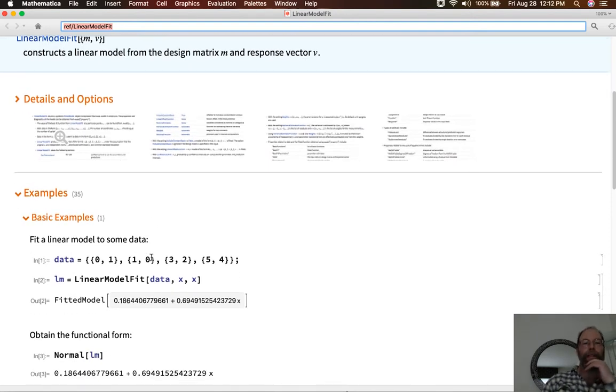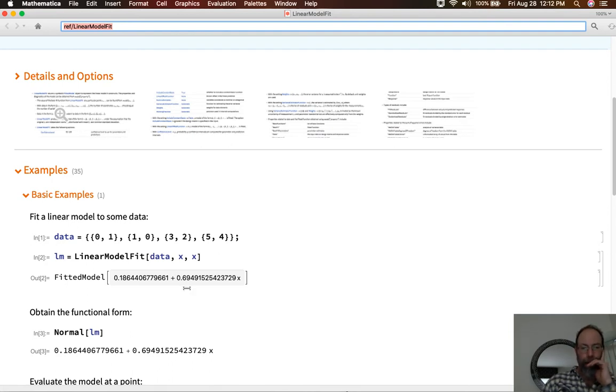Okay, so this is a really good example over here. We have some data, and then we supply the data to the LinearModelFit function. X and x, these are independent variables. We can't use that as our independent variable because we're using that to store the numbers of the list. So we could use something else. Make up any letter you want: A, B, C, Y, Z, S, T, any letters that you like.